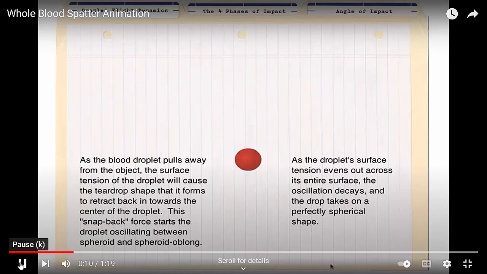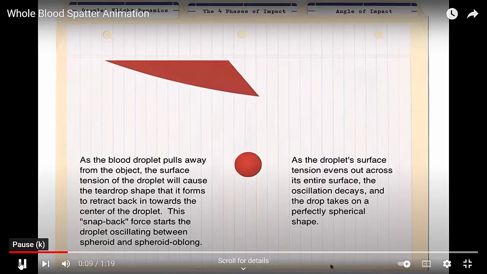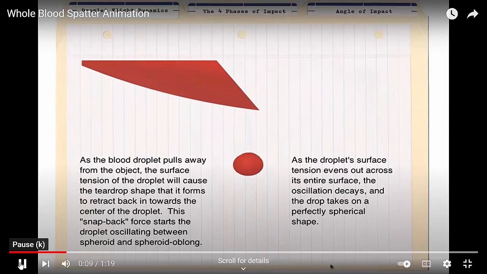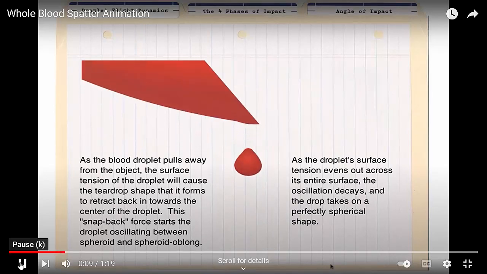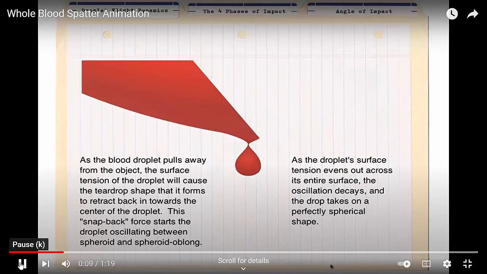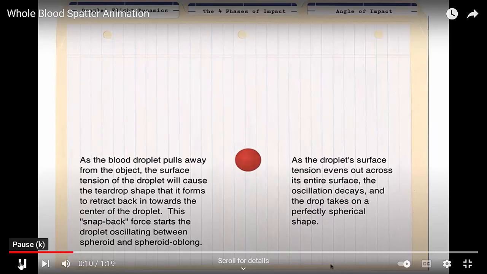As the droplet's surface tension evens out across its entire surface, the oscillation decays and the drop takes on a perfectly spherical shape. All that means is that as the droplet goes further and further down, the amount of the expand, contract, expand, contract is going to get smaller and smaller until you get to a perfect sphere. So let's watch that a couple times and watch how the droplet gets bigger, smaller, bigger, smaller. But each time it does, it's slightly less of a difference between the bigger and the smaller.